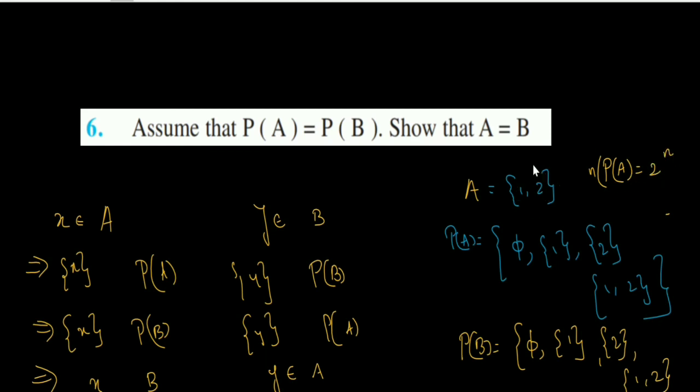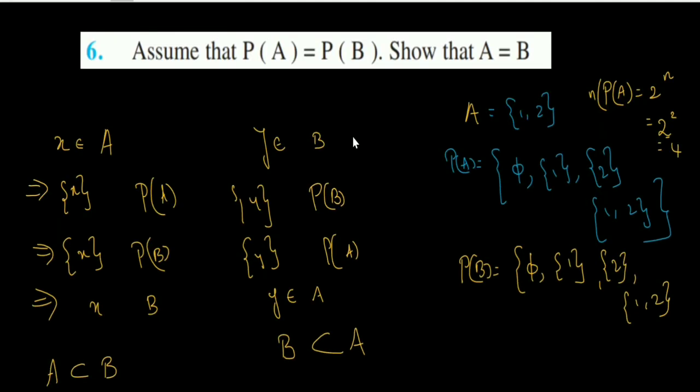So here the set A has 2 elements. So the power set will have 2 power 2, that means 4. So the power set means all the subsets of the set A. First we write the empty set, then the singleton sets {1}, {2}, then the full set {1, 2}. So we can count 1, 2, 3, 4. There are 4. Now what is given here? Power set of A is equal to power set of B. So the power set of B is the same thing: empty set, {1}, {2}, {1, 2}.